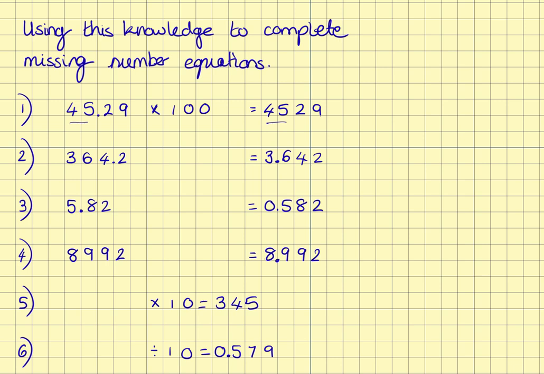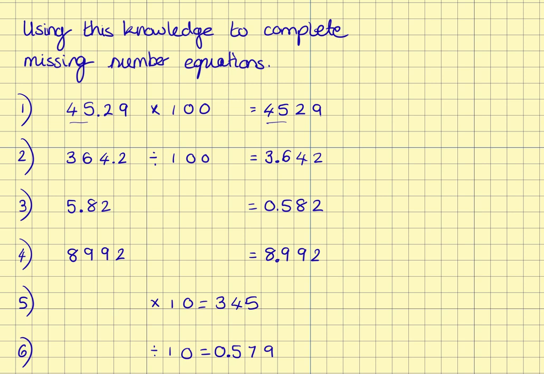Now for the next question, I've got 364.2 and then I've got 3.642. So it's definitely become smaller. So I'm definitely dividing. And then let's see what I'm dividing by. So the digits are the same, their values are different. So it was here, place value, decimal point was there, and it's now moved 1, 2 to there. So that tells me that I'm dividing by 100. So that's the missing number.